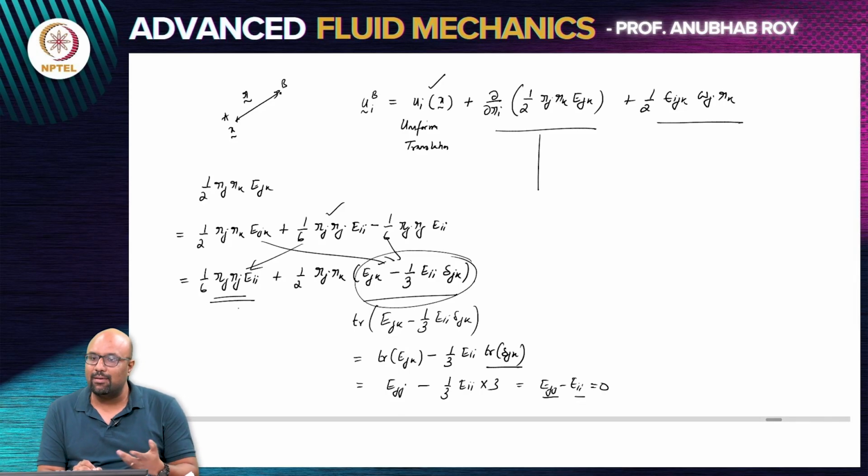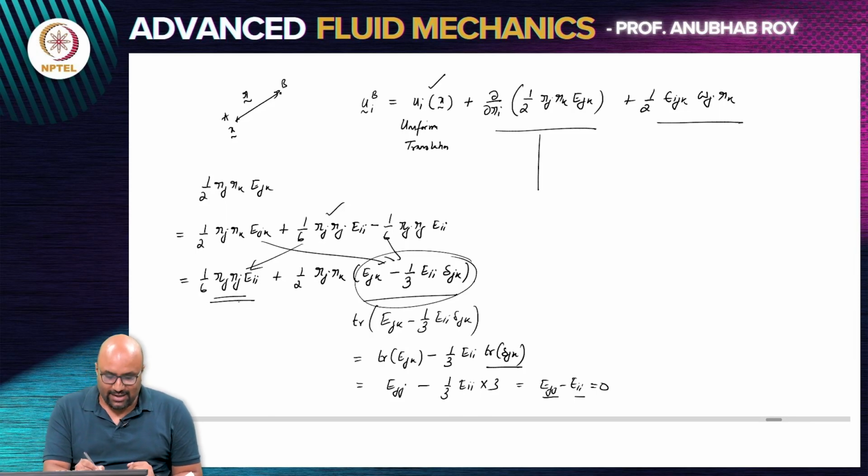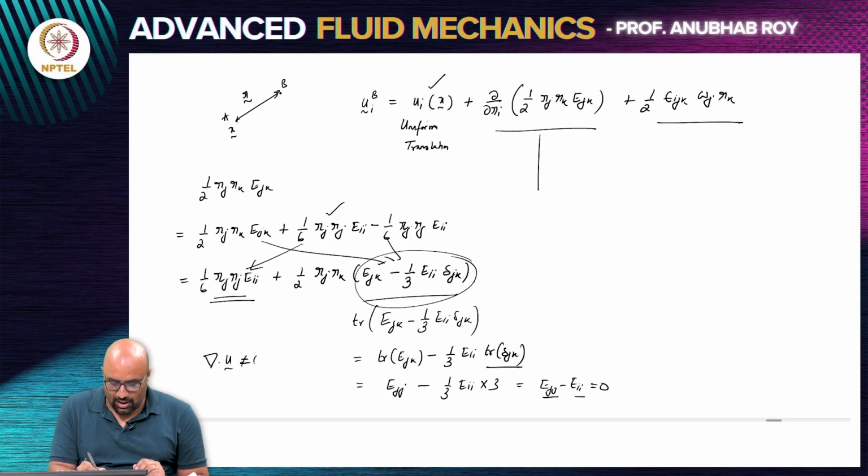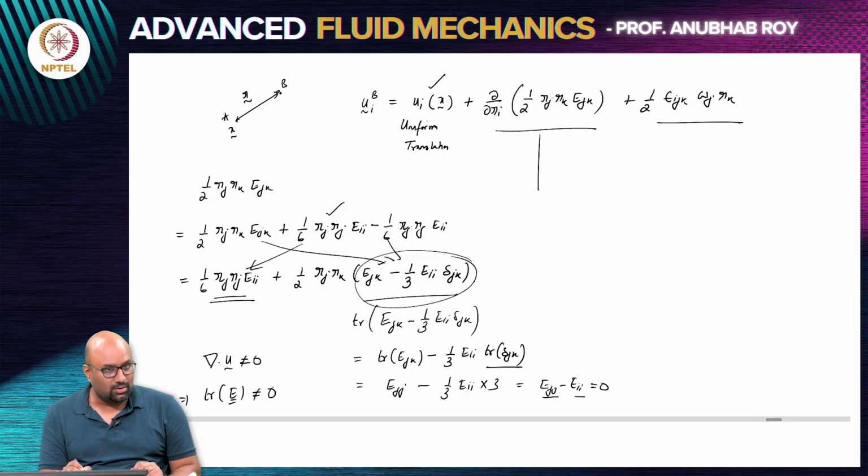Now why am I doing this exercise? So I said that if the velocity field was divergence free, then material volumes are preserved. The counter statement would be that if you have a velocity field which is not divergence free, so if divergence of u was not equal to 0, or trace of the rate of strain tensor was not equal to 0, the one and the same statement, then volume elements are not going to be preserved. The material volume will not be preserved.